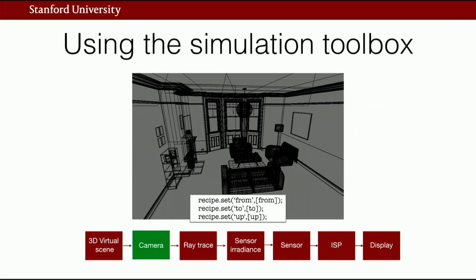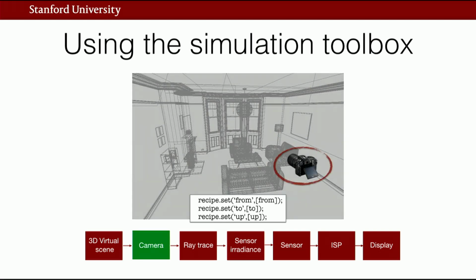So next, now that we've loaded our scene into the toolbox, we want to be able to place a camera in the scene. And so we do that with the standard graphics lookat command. Here I've placed the camera next to the sofa, kind of overlooking the scene. For this example, I'm only doing a single camera, but you can imagine if we want to simulate the rig, we would just repeat the same steps at the different camera locations with the right camera parameters. But for now, this is just a single camera.